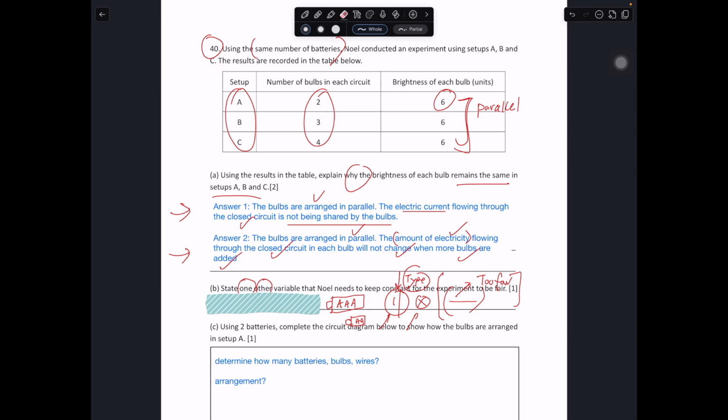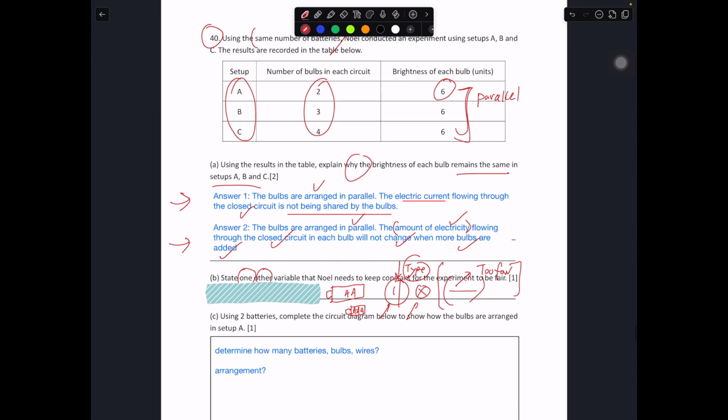Okay, triple A should be smaller. This one should be AA. It might have a different amount of electricity, a different amount of potential energy stored in them that can be converted into a different amount of electricity in the wire. Then of course it might affect the brightness, or the result that has been tested.